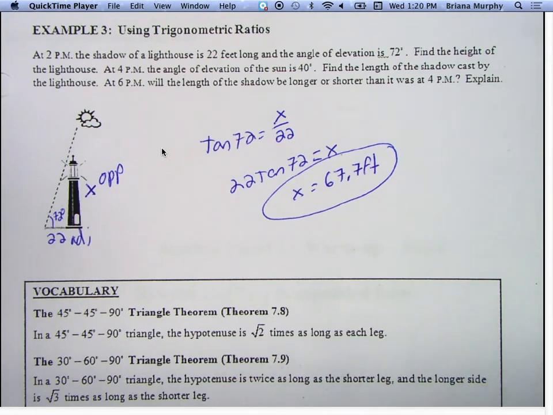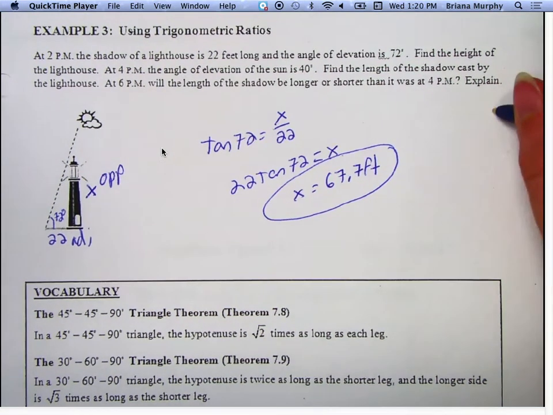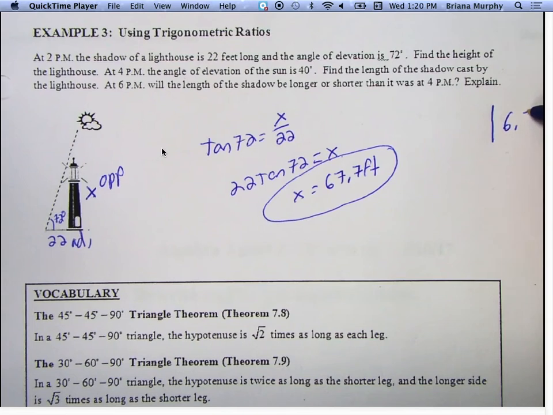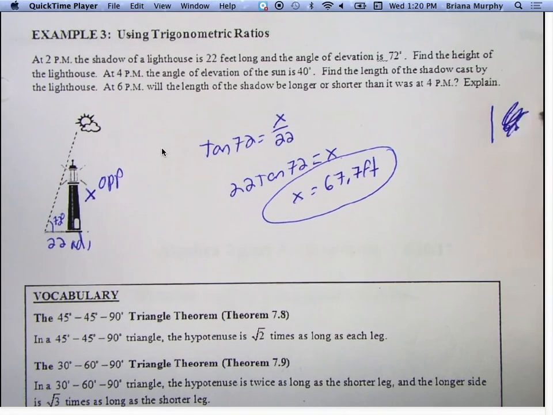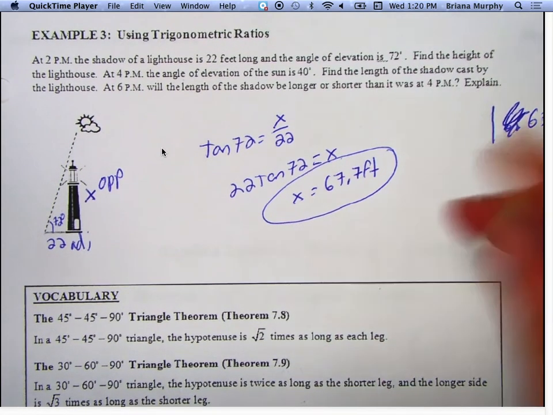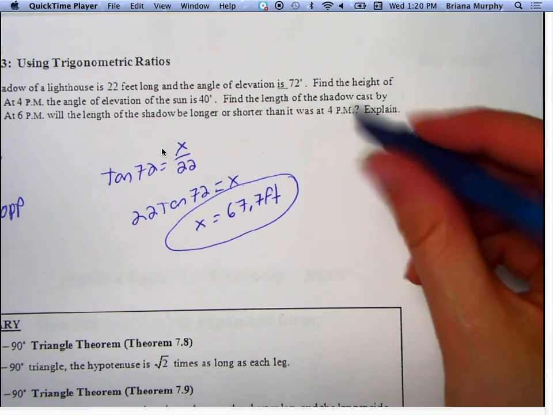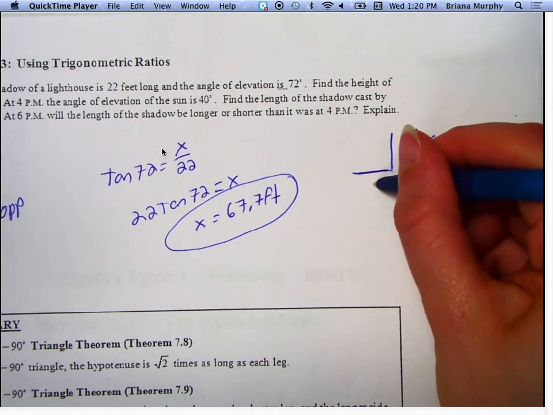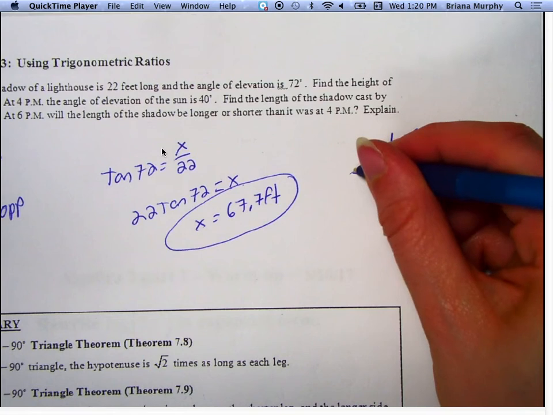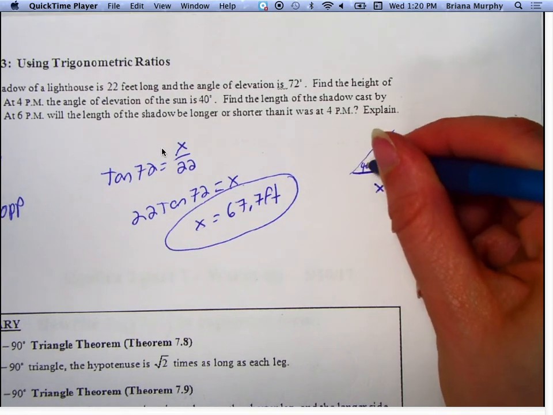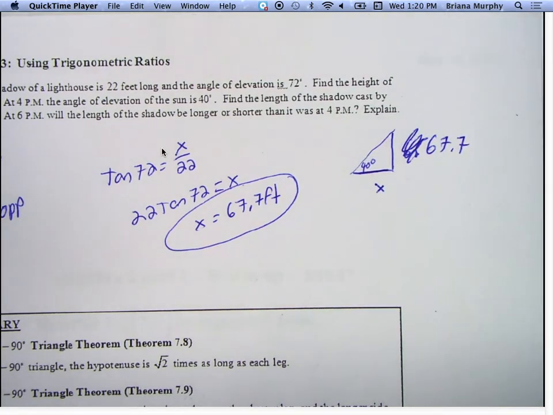Okay. At 4 p.m., the angle of elevation of the sun is 40 degrees. Find the length of the shadow cast by the lighthouse. So now we know the lighthouse is 67.7 feet, correct? We want to know how long the shadow is. And I'm saying now the angle of elevation is 40 degrees. How long is that shadow?